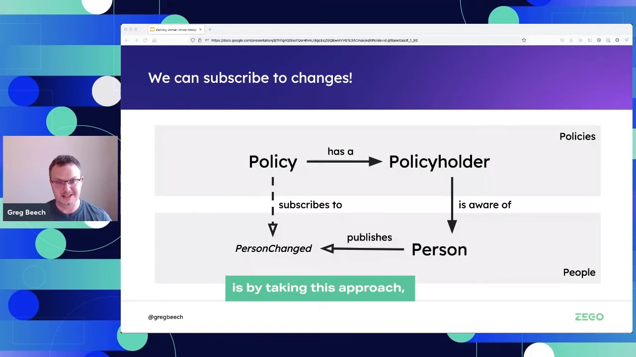And the great thing is, by taking this approach, we've not only cleaned up our code and made it simpler, we've made it more flexible, because now other people can subscribe to this person changed event, or other tools. And this is really useful for things like populating data lakes or data warehouses. And because you get change notifications about every change, it lets you build things like slowly changing dimensions. So it's a really powerful way to replicate data into other places where you need to see it as well.